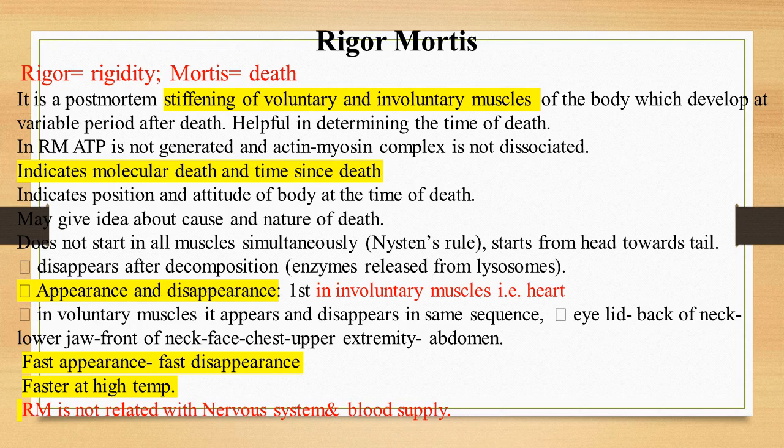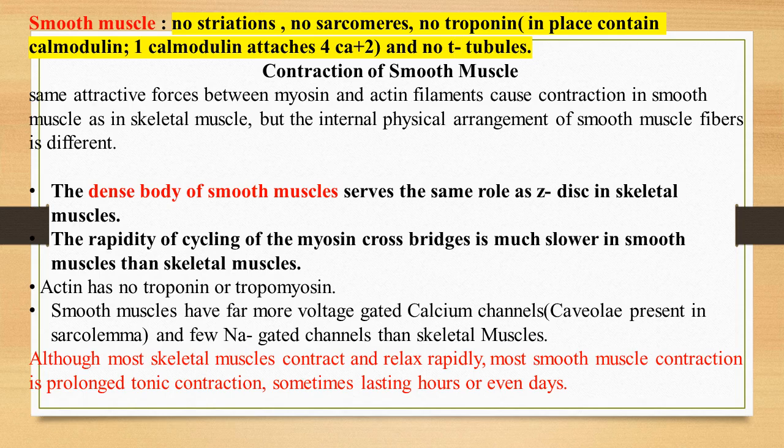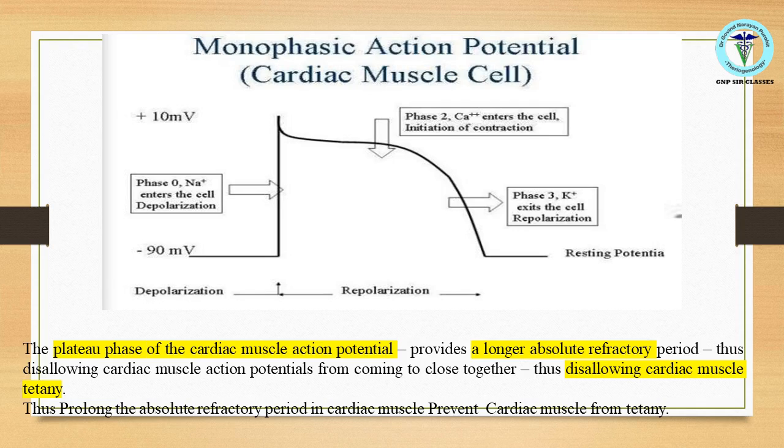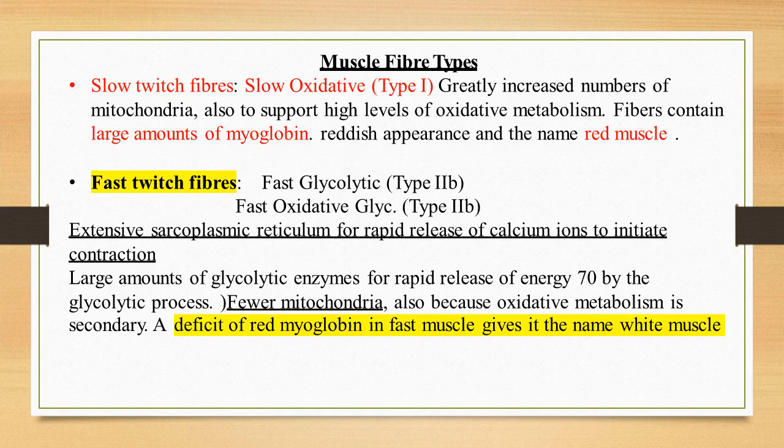Rigor mortis is the post-mortem stiffening of muscles, indicating molecular death and time since death, with faster onset at higher temperatures. Smooth muscle lacks striations, sarcomeres, and troponin, with a slower cycling of myosin cross bridges compared to skeletal muscle. The cardiac muscle cell's action potential has a plateau phase, providing a longer refractory period, preventing tetany and ensuring proper heart function. Muscle fibers are categorized into slow oxidative and fast glycolytic types, each with distinct characteristics and functions.